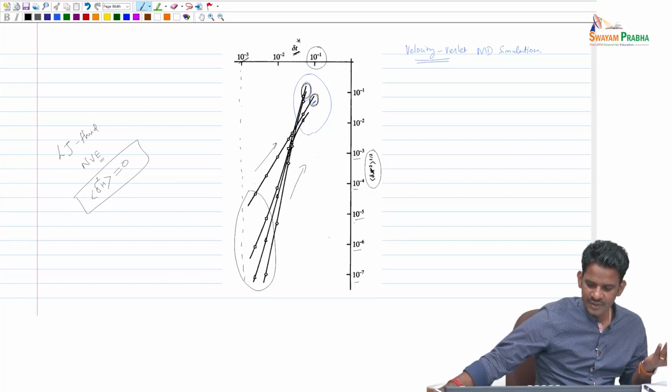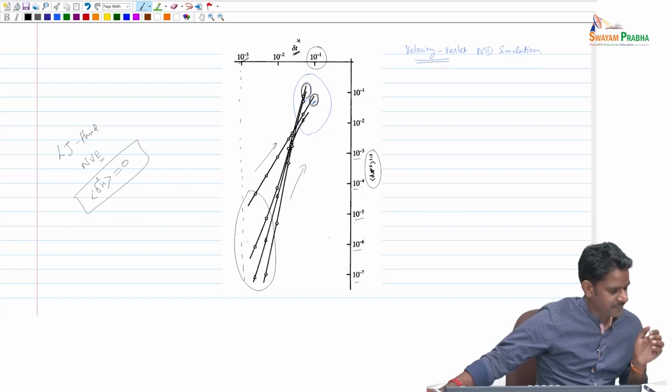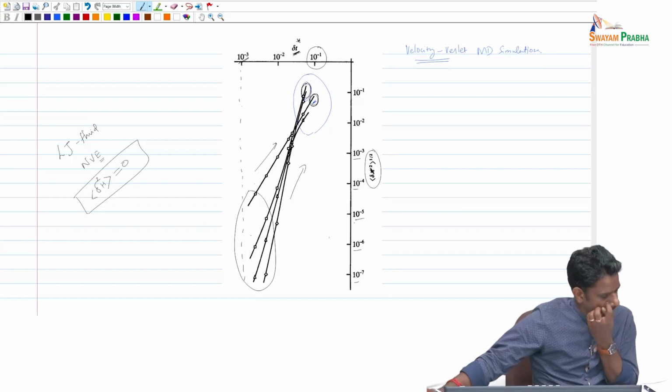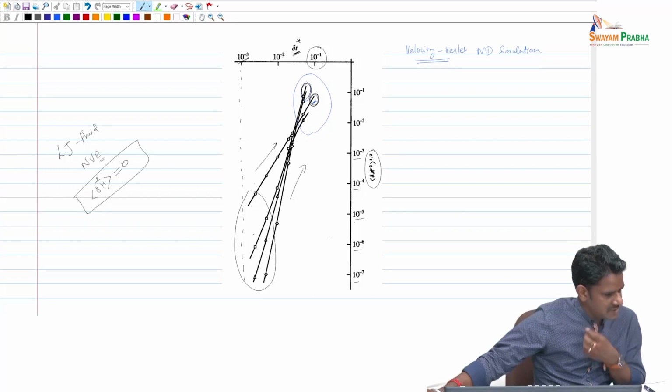For example, if you get this kind of a graph, you can see that the velocity Verlet algorithm seems to be pretty good because it allows a larger delta t, at the same time reasonable accuracy compared to the Gear predictor method. So one has to do this kind of calibration before you start your actual simulation. So that's the point.